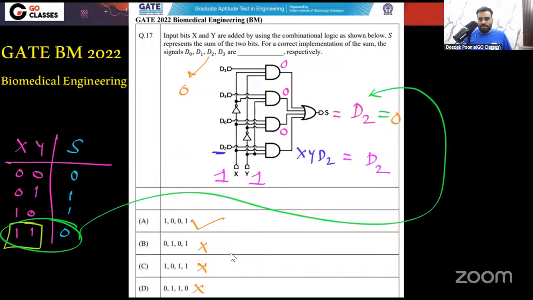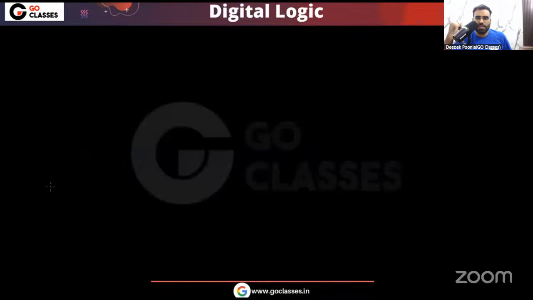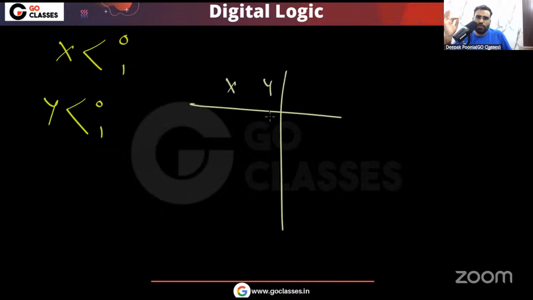I hope you understood. So this is another way to solve this question. Is this clear to everyone? Both the methods, did you understand? In this question, all you have to do is remember that X is a bit, either 0 or 1, and Y is a bit, either 0 or 1. And you just need to create this truth table for different combinations of X, Y.